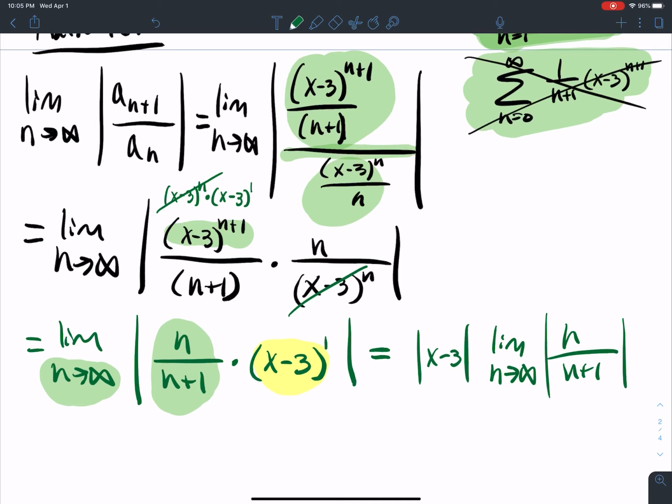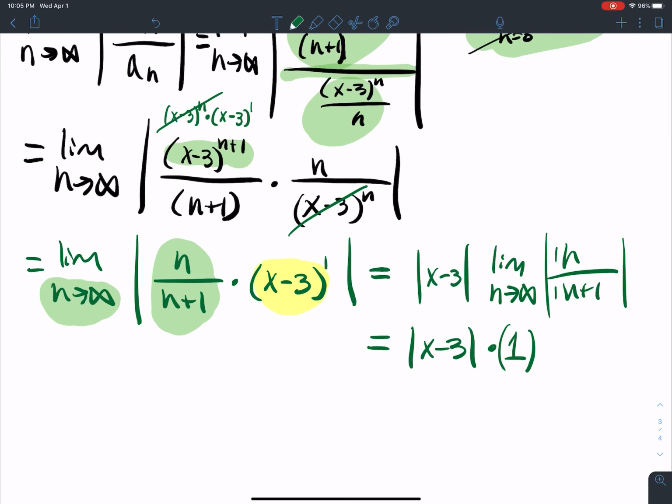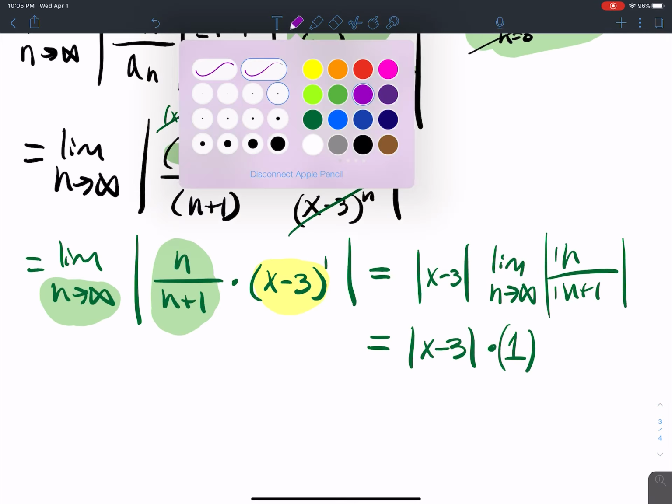Now, as the limit as n goes to infinity of n over n plus 1, the degrees are the same, so I divide the coefficients. This is equal to 1, so I have multiplied by 1 here. All right, that limit is 1. You can use L'Hopital one time and you got it, or factor out the n, whatever you want to do. I don't care.